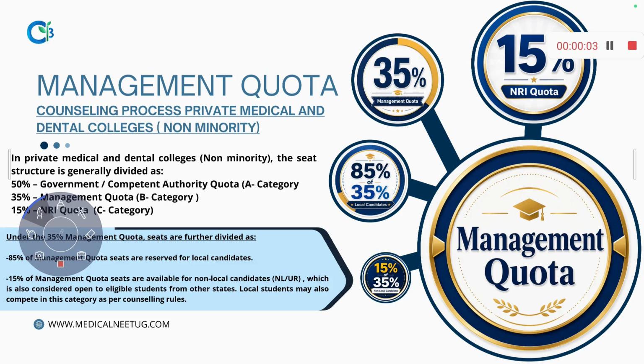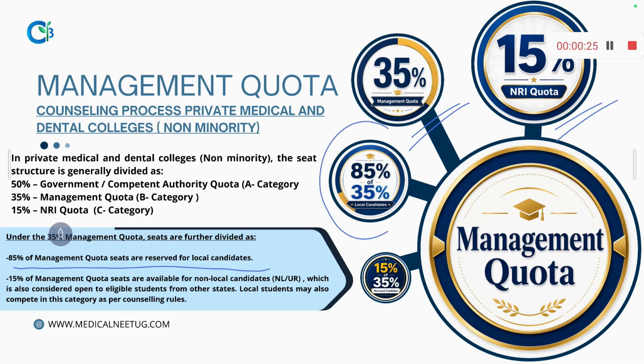Let's see how the division happens. If you consider the 50% management seats, 15% will be the NRI quota, and the rest, 35%, will be the management quota. In the management quota, 85% of the seats in this 35% are reserved for local candidates, and 15% of the seats in the management category will be open to all, which is also called non-local candidates.